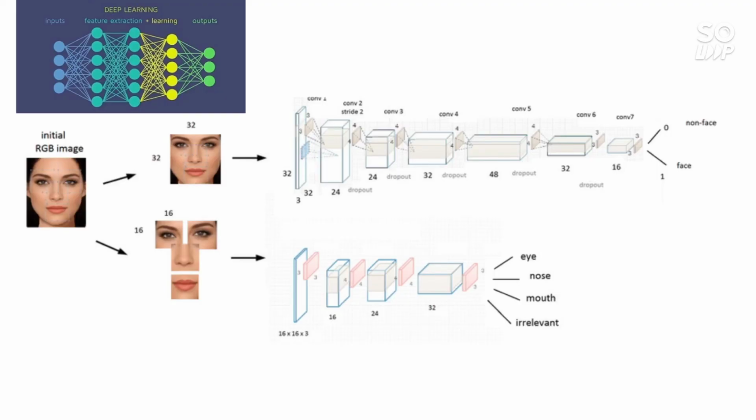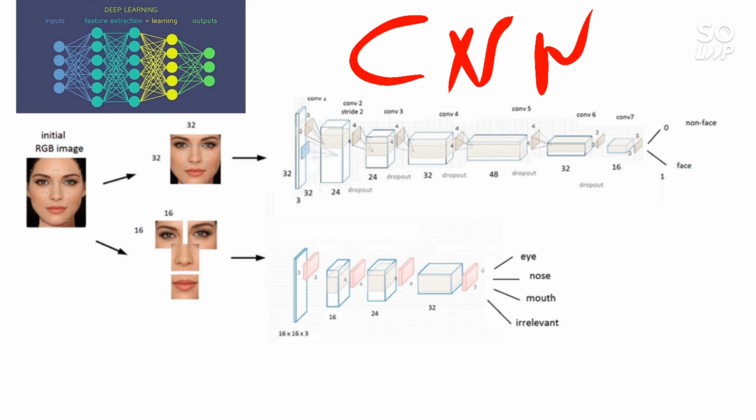If I talk about the deep learning technique, we do not need to give the features externally. A convolutional neural network, CNN, which is basically used for computer vision tasks, automatically detects the features of our face. As you can see here, we only give the initial images and automatically it detects the eyes, nose, mouth and other relevant features. Based on that, it finds out whether the given input image contains faces or not.